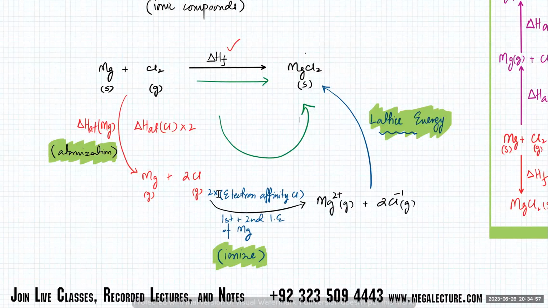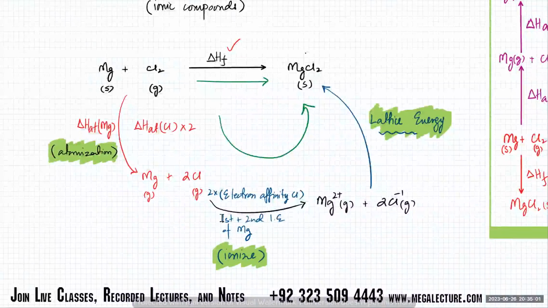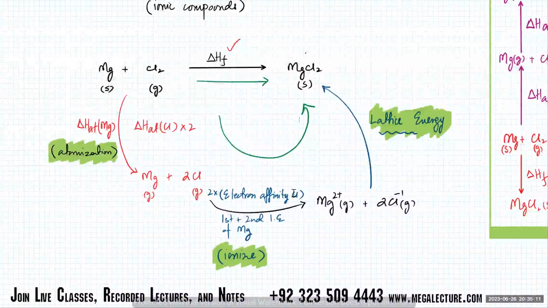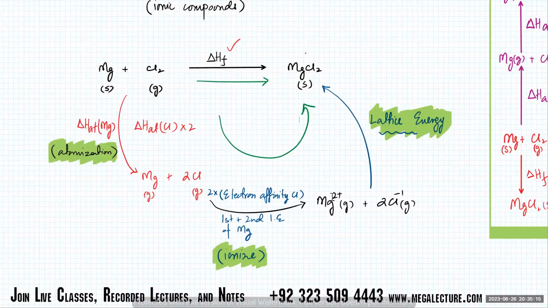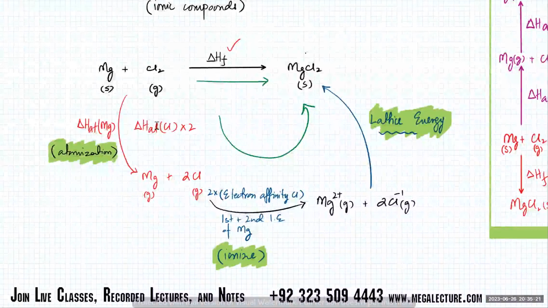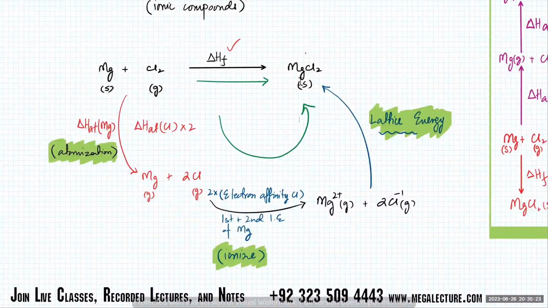Then you would ionize them. So Mg has to be turned into Mg2+. It should lose electrons. That's the first and the second ionization energies. And chlorine has to gain an electron. That's known as the electron affinity of chlorine, which is kind of the opposite of ionization energy. And once ions are formed, they would get together to form the ionic lattice, which is lattice energy. So this was the path that you would follow. So enthalpy of formation would be equal to all of this.